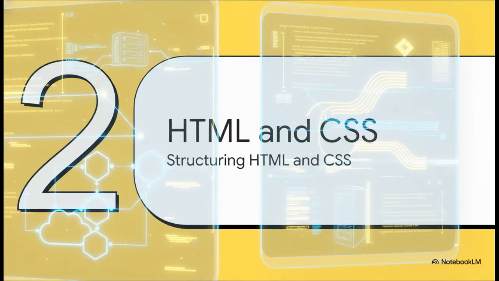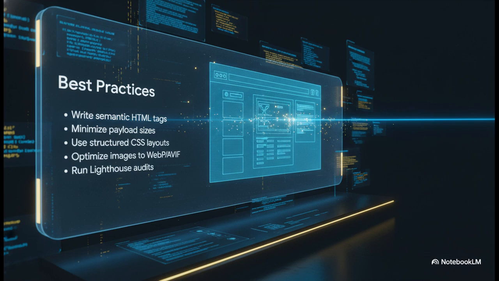Section 2, structuring HTML and CSS. All right, here's a rapid-fire list of engineering best practices for the actual architecture of your code. You want to write clean, semantic HTML tags, minimize your payload sizes, and utilize highly structured CSS layouts to ensure true mobile-first responsiveness. When it comes to media, optimizing large images into WebP or AVIF formats and throwing in that lazy loading attribute prevents those super annoying rendering delays.